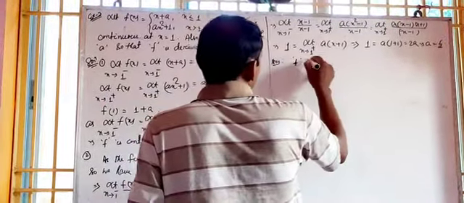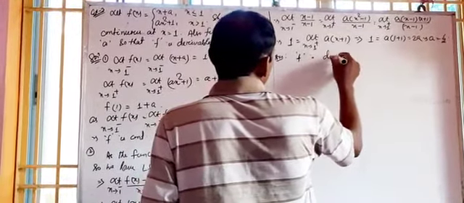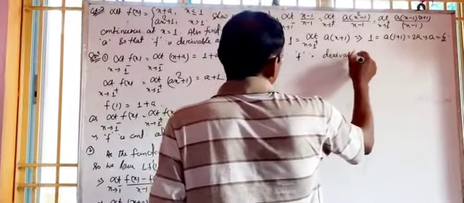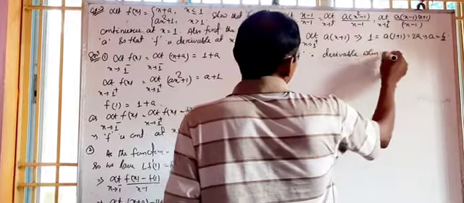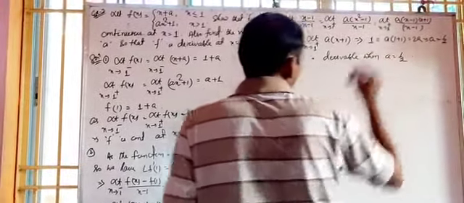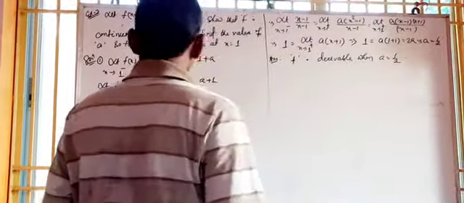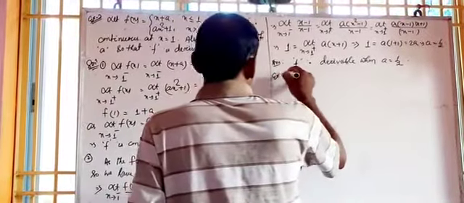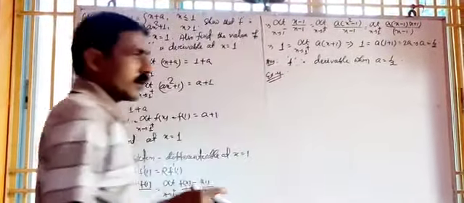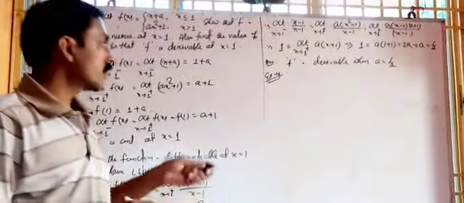F is derivable when the value of a is 1 by 2. Then the last example I am taking is a relationship.